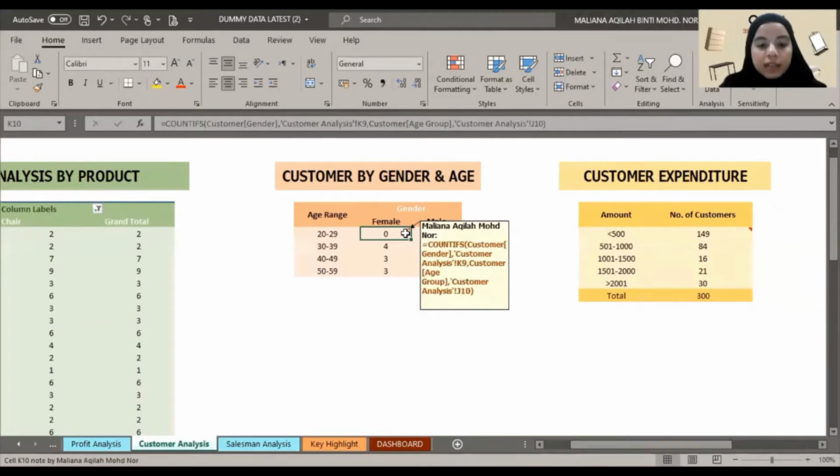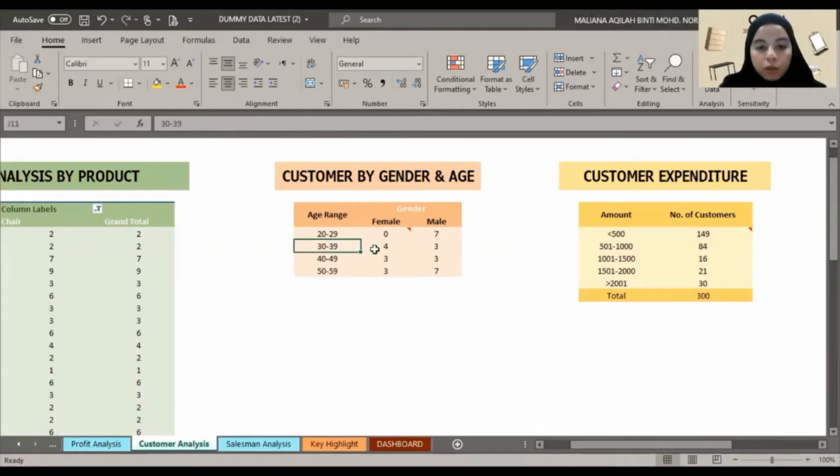As we can see here, the highest number of females is in the age range of 30 to 39 years old. Meanwhile, for male, the highest number is 7, where the age ranges between 20 to 29 and also 50 to 59 years old. This analysis will help us in targeting our customers specifically to that age range.